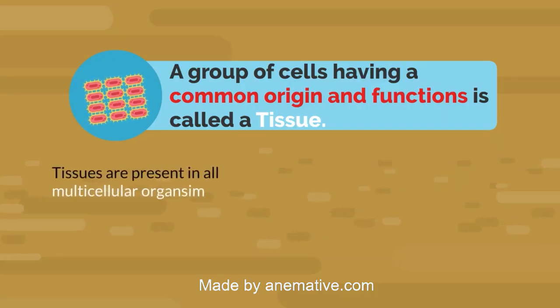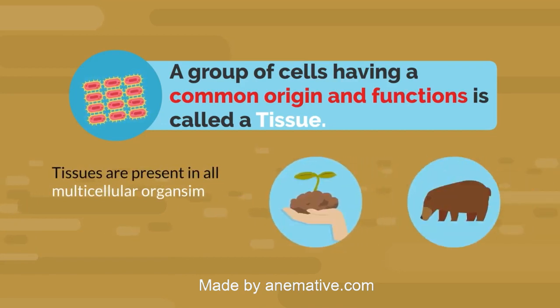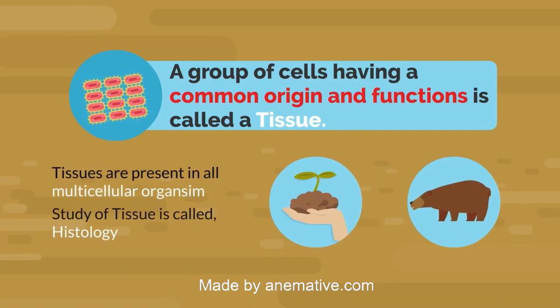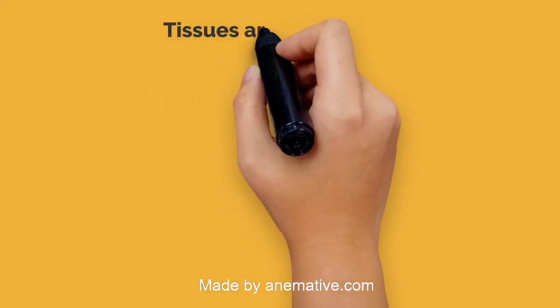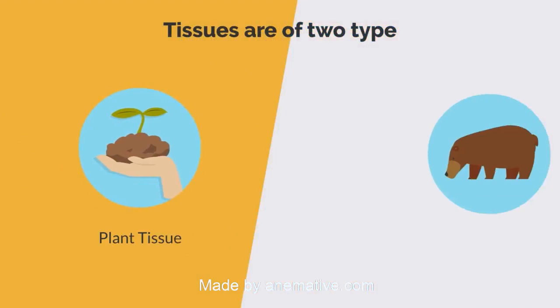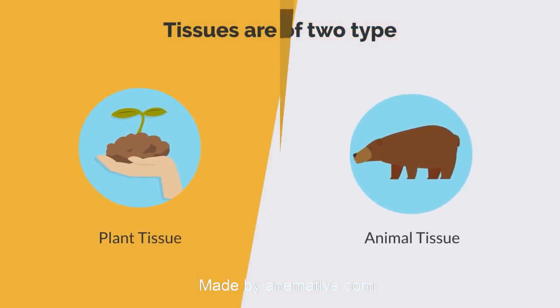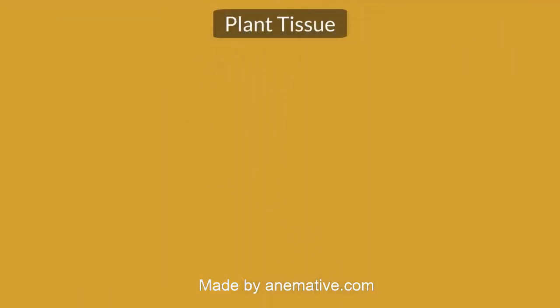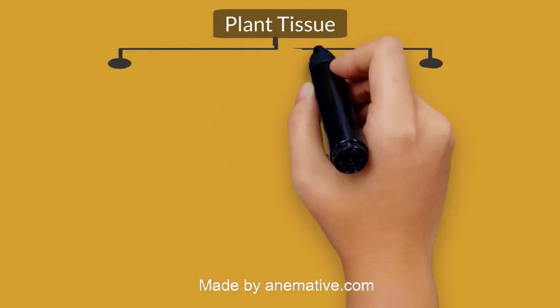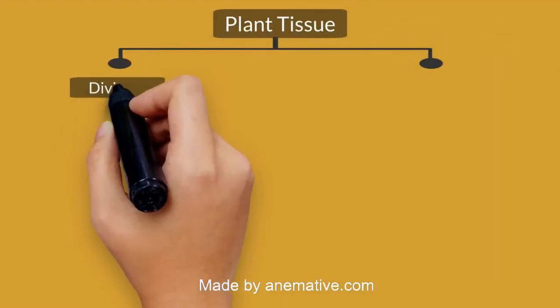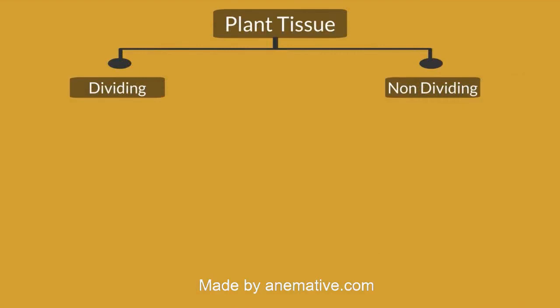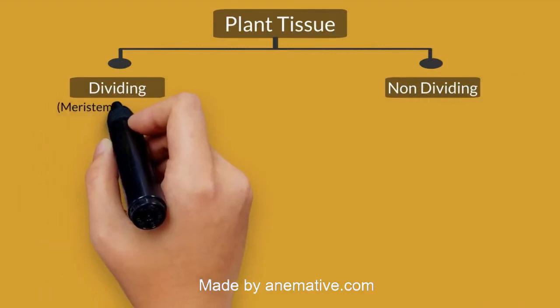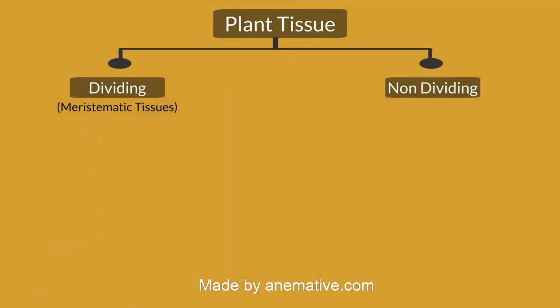Not just your body, tissues are present in all multicellular organisms, whether plants or animals, and the study of tissues is called histology. Tissues are primarily of two types, plant and animal. Based on the function and characteristics, plant tissue can be further characterized as dividing and non-dividing tissues. Dividing tissues are called meristematic, while non-dividing are called permanent tissues.